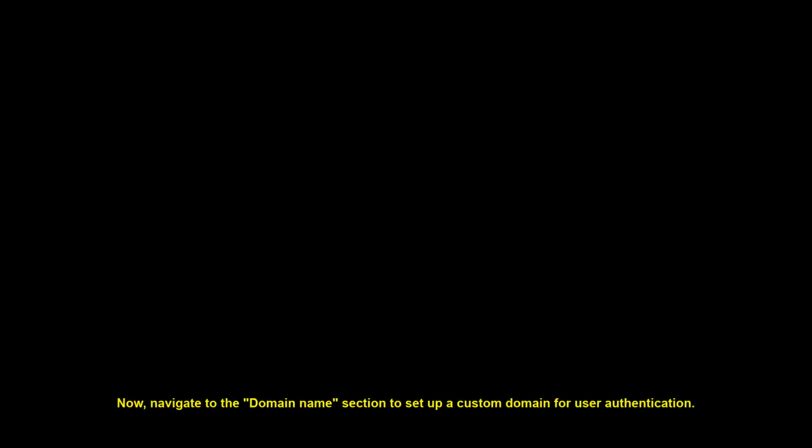Now, navigate to the Domain Name section to set up a custom domain for user authentication. Choose a unique domain name and save your changes. Next, configure your Web3 application to interact with AWS Cognito.